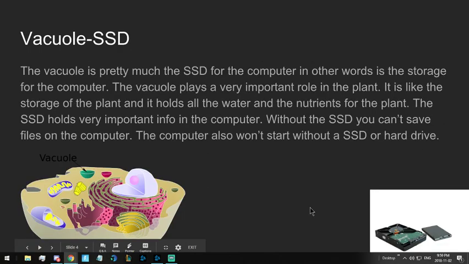So the vacuole would be the SSD of the computer. The vacuole is pretty much the SSD for the computer. In other words, it's the storage for the computer. The vacuole plays a very important role in the plant. It is like the storage of the plant, and it holds all the water and nutrients for the plant. Also the waste, but I did not list that in the actual text.